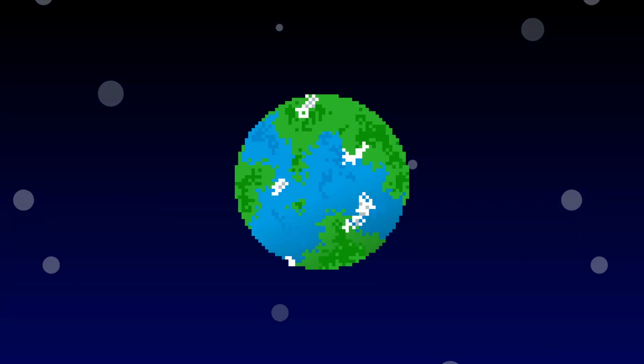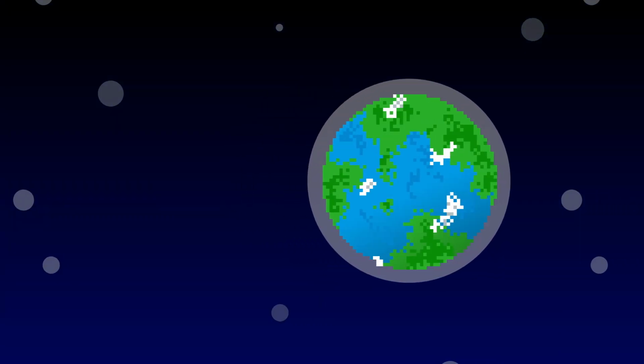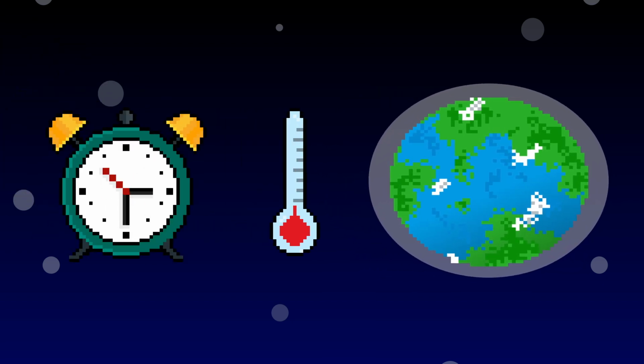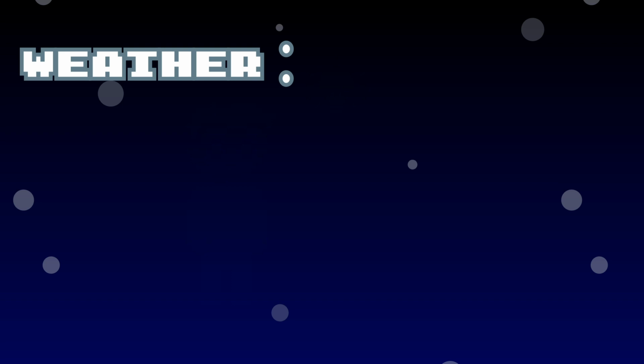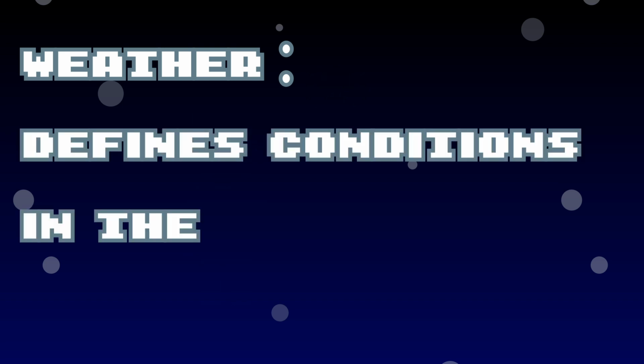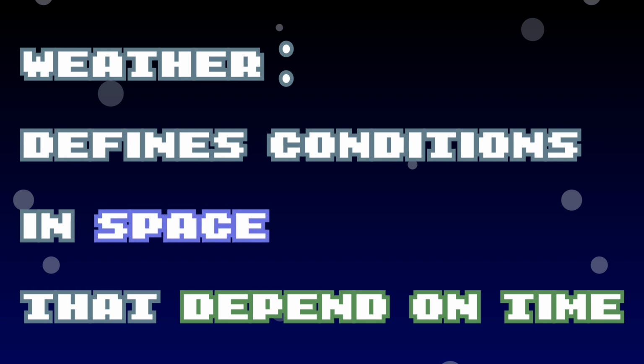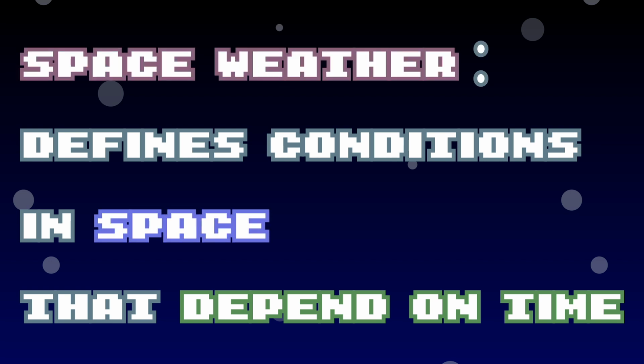For weather to exist as we see it, an atmosphere is needed, where changes in temperature, pressure, and other characteristics can change over time. This describes weather, something which defines conditions in the atmosphere that depend on time. Remove the atmosphere and insert space, and we now have a definition for space weather.